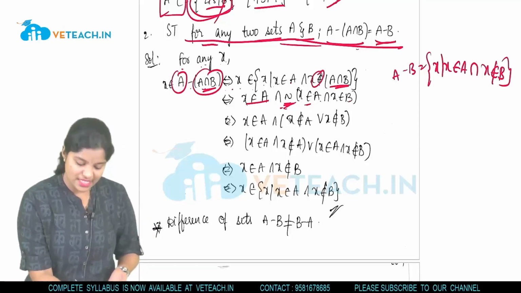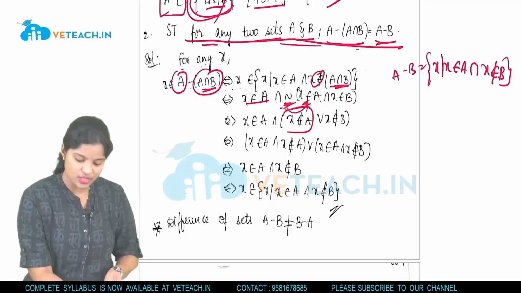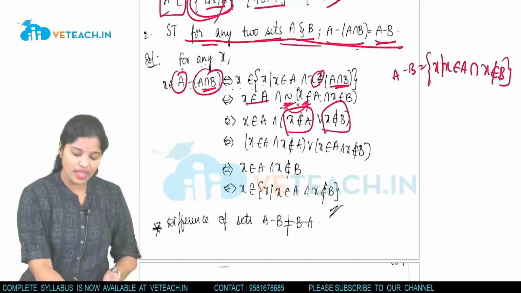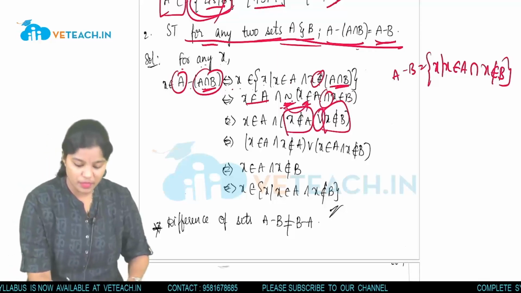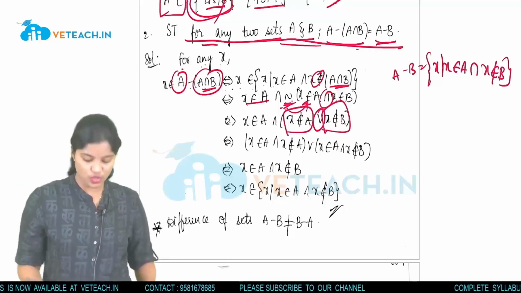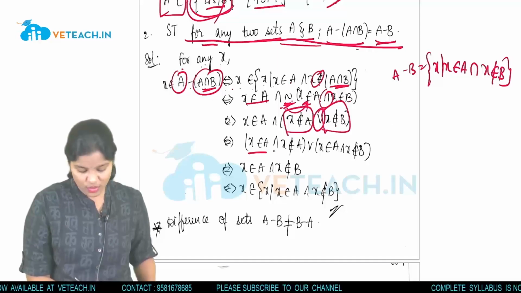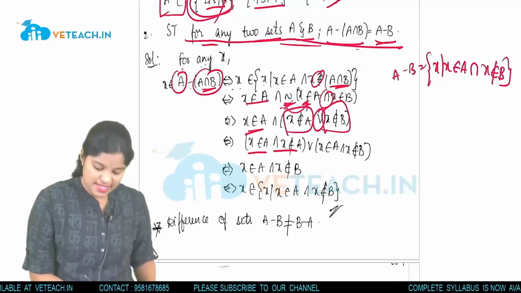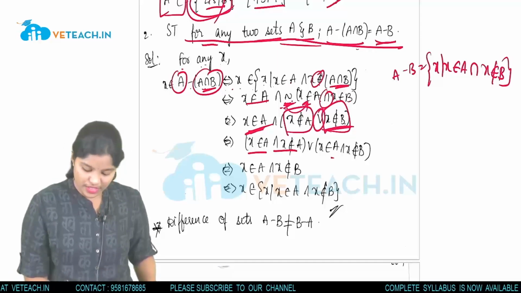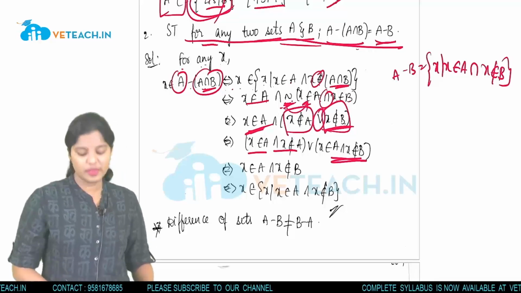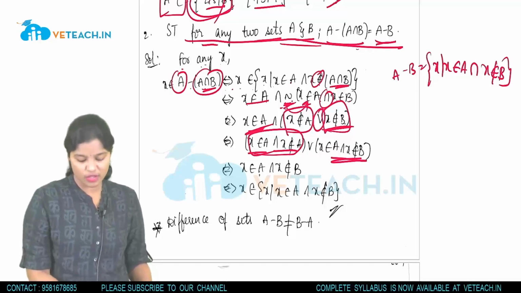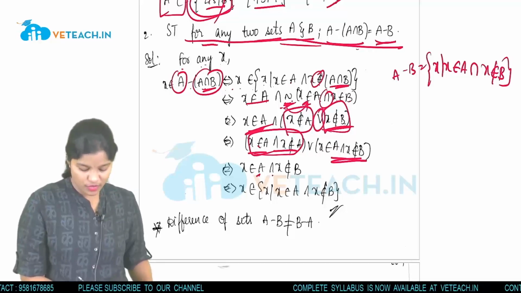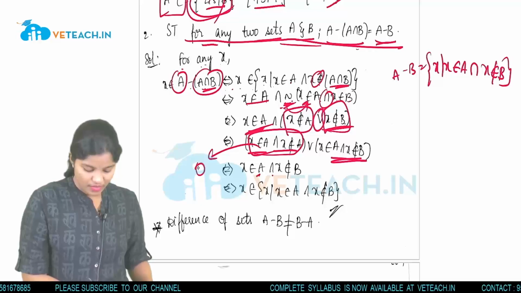Next, now take the negation inside: x does not belong to A, and the negation of an intersection will become a union, so x does not belong to B. Now again x belongs to A intersection, x belongs to B, x belongs to the intersection, x does not belong to B. So these both intersection means what we will get as the answer: x belongs to A and x belongs to B. This is equal to ∅.